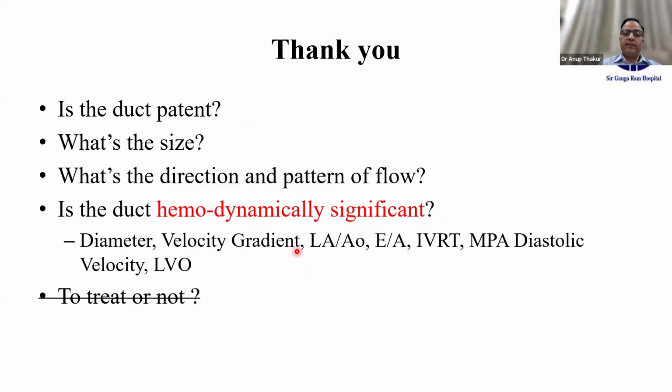Various parameters we discussed include some parameters of pulmonary overcirculation, like the MPA diastolic velocity, the LPA velocities, the pulmonary venous velocities, and LA-aortic ratio. Then some pressure overload parameters like the E/A ratio and IVRT, and some parameters of volume overload, like LV output, and so on, to understand the significance of the data.